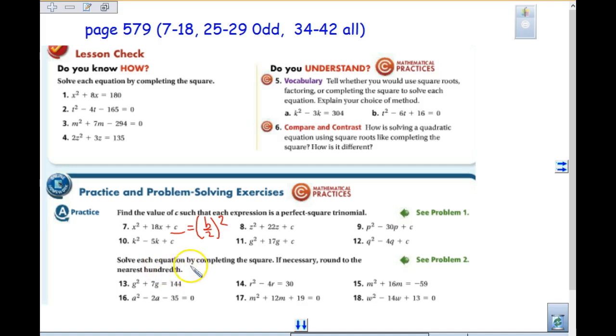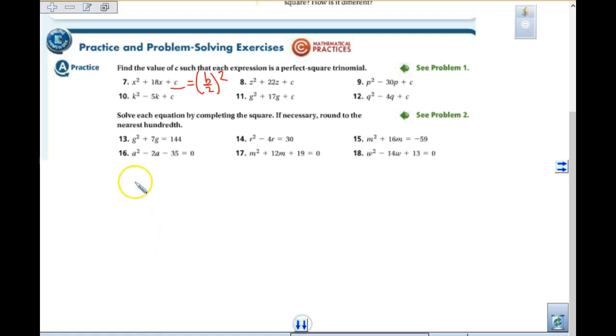Down here, it says solve each equation by completing the square. If necessary, round to the nearest 10th. So when you get down here, these are the ones that are more like your homework. Some of them are already set up. So like when I look at number 13, you are simply going to write number 13 down as, and if you don't like using g squared, you want to use x squared, I'm okay that you use x squared each time. X squared plus 7x plus, and you're trying to figure out what to add, equals 144 plus, and you can start the problem just like that, okay? Whereas in this one, when you get to 16, you have to add the 35 first.